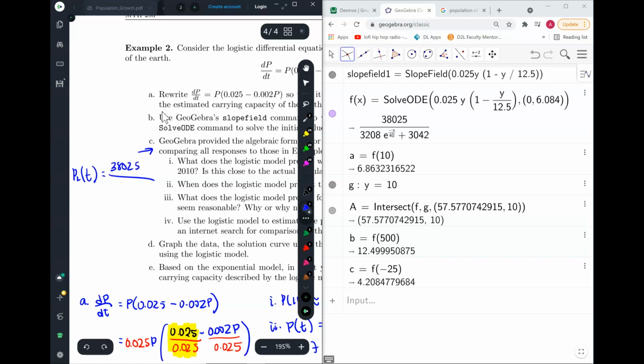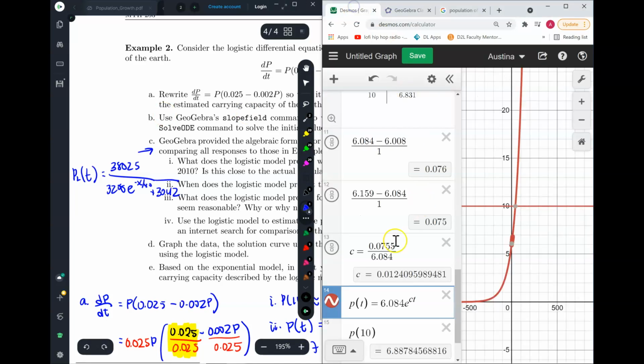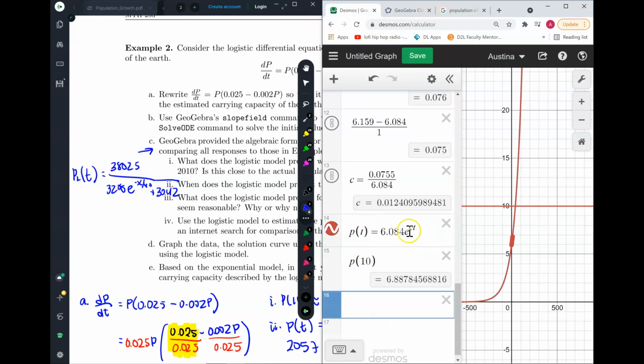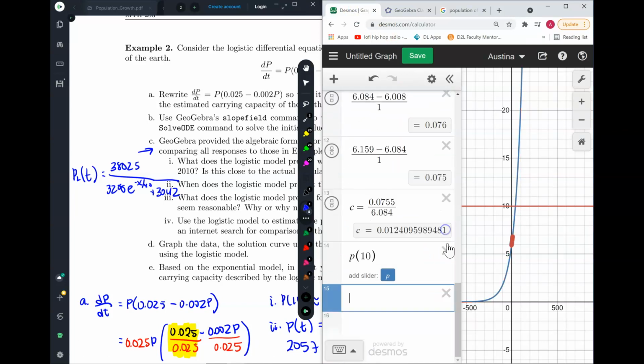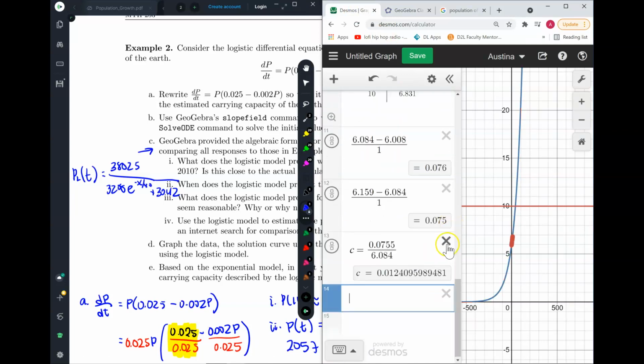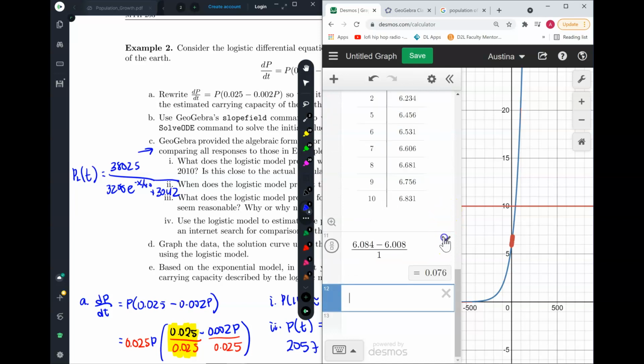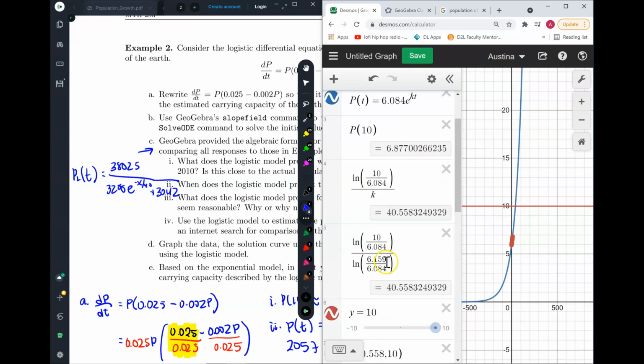It was 38025 divided by 3208 e to the negative x over 40. I'm going to end up typing this into GeoGebra just because that's where I happen to have all the data typed in already. So you could certainly use GeoGebra instead of Desmos. I'm going to get rid of some of these other things here. Don't really need any of that.